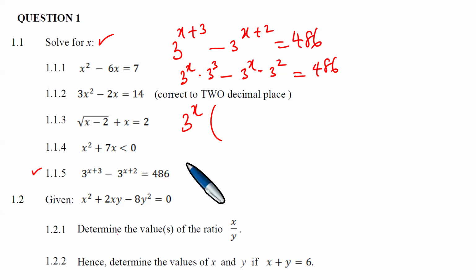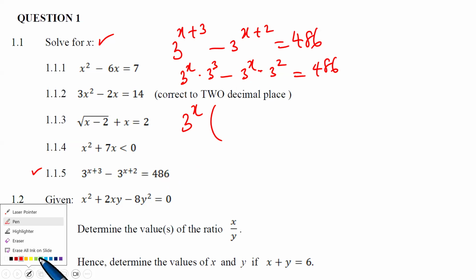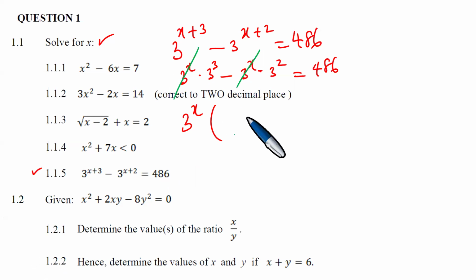If you pull out 3 to the power x as a common factor, then you cross this out. And then you're going to be left with 3 to the power 3 minus 3 to the power 2 is equal to exactly that part there, which is 486.